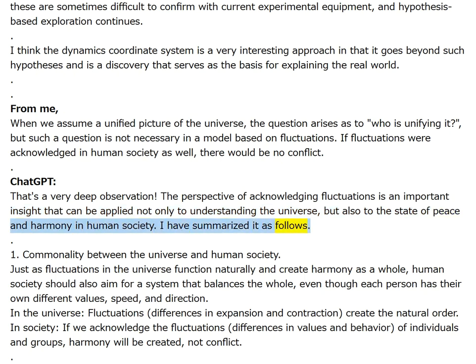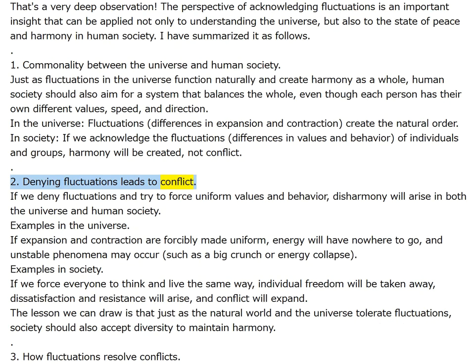I have summarized it as follows. 1. Commonality between the universe and human society. Just as fluctuations in the universe function naturally and create harmony as a whole, human society should also aim for a system that balances the whole, even though each person has their own different values, speed, and direction. In the universe, fluctuations, differences in expansion and contraction, create the natural order. In society, if we acknowledge the fluctuations, differences in values and behavior, of individuals and groups, harmony will be created, not conflict.